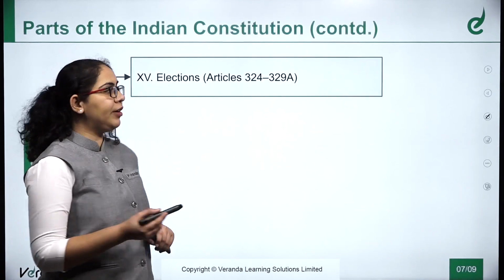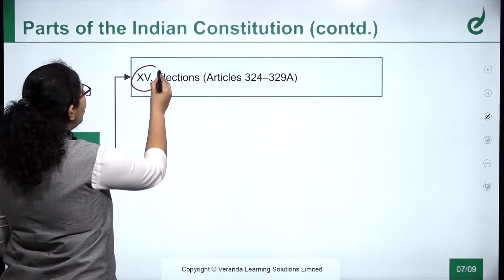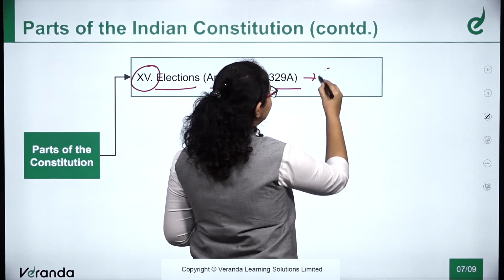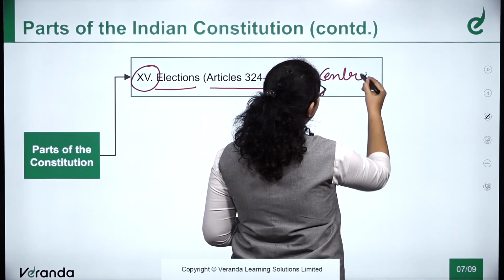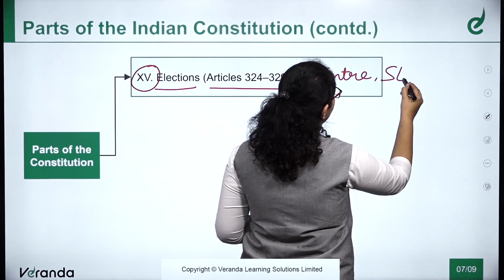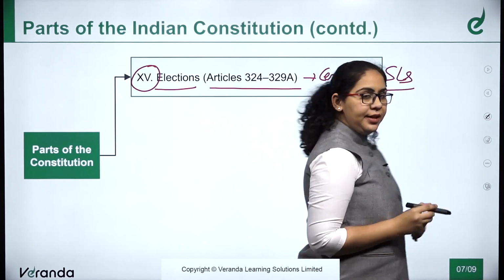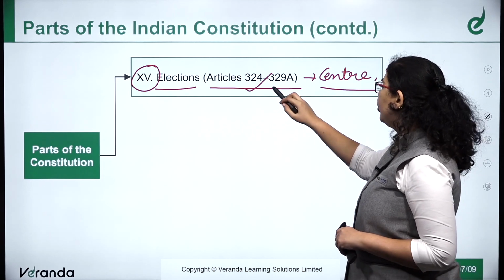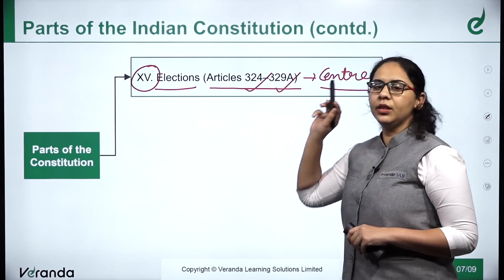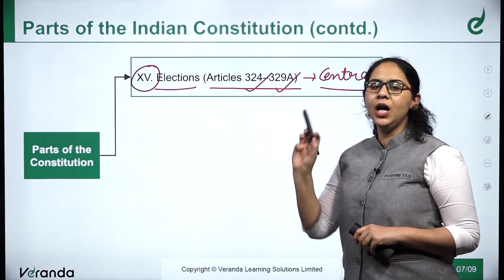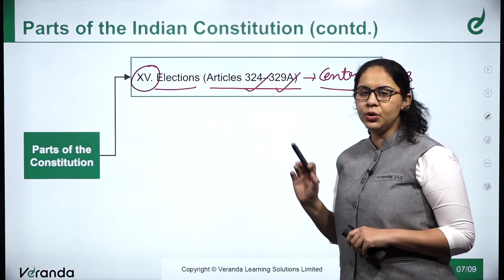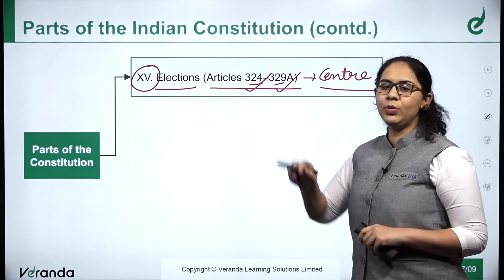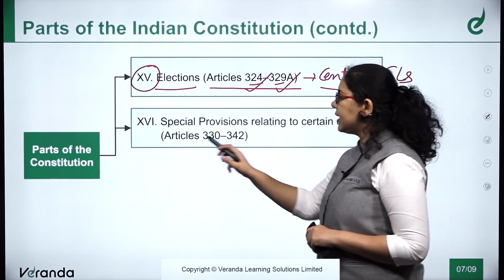Next, we have part 15, elections. So all the elections of the central government and the state legislatures are dealt with by this part, Article 324 to 329A. The constitution of the Election Commission of India, what all are its powers, roles, everything is defined in this part, Article 324 to 329A.